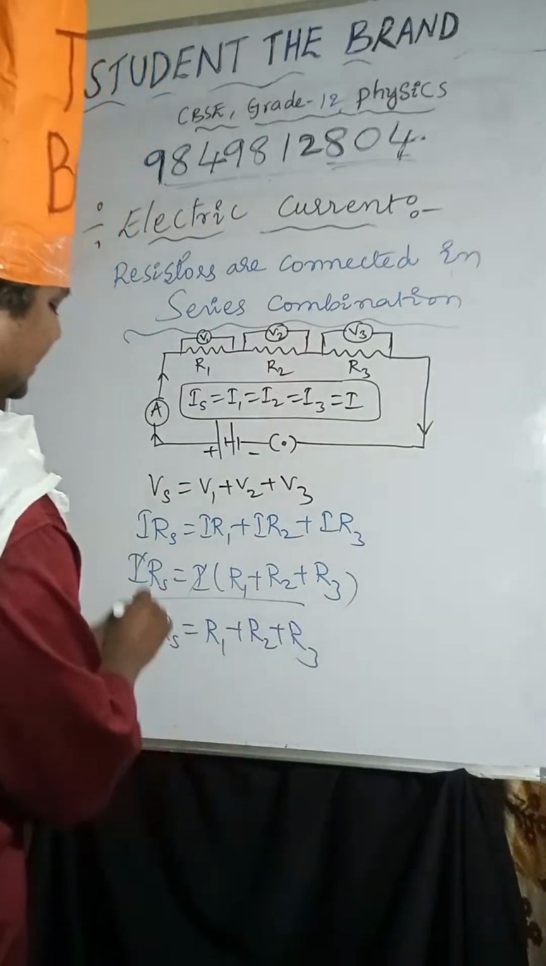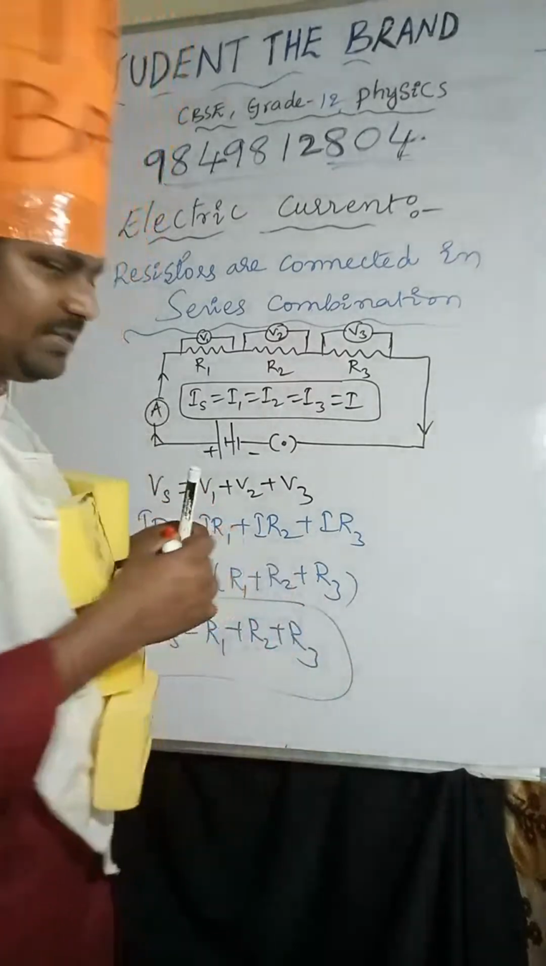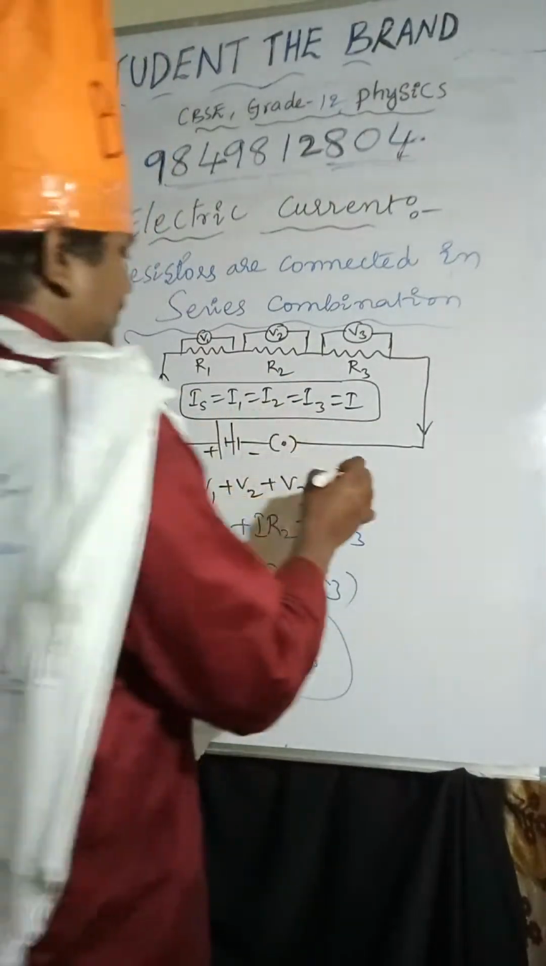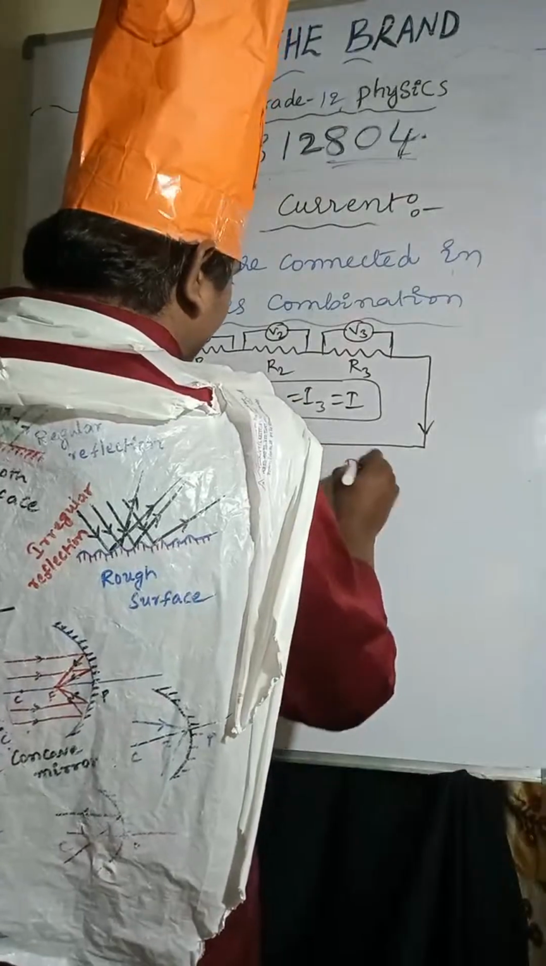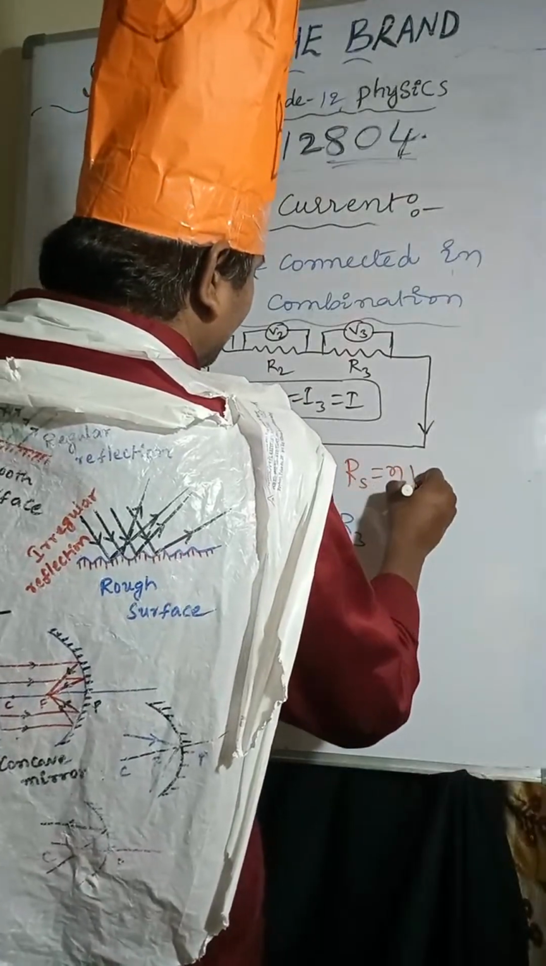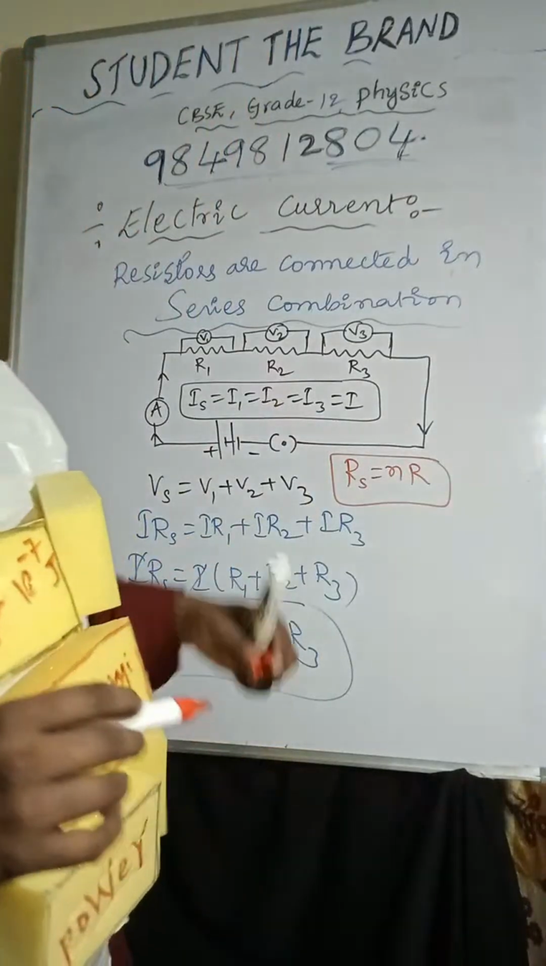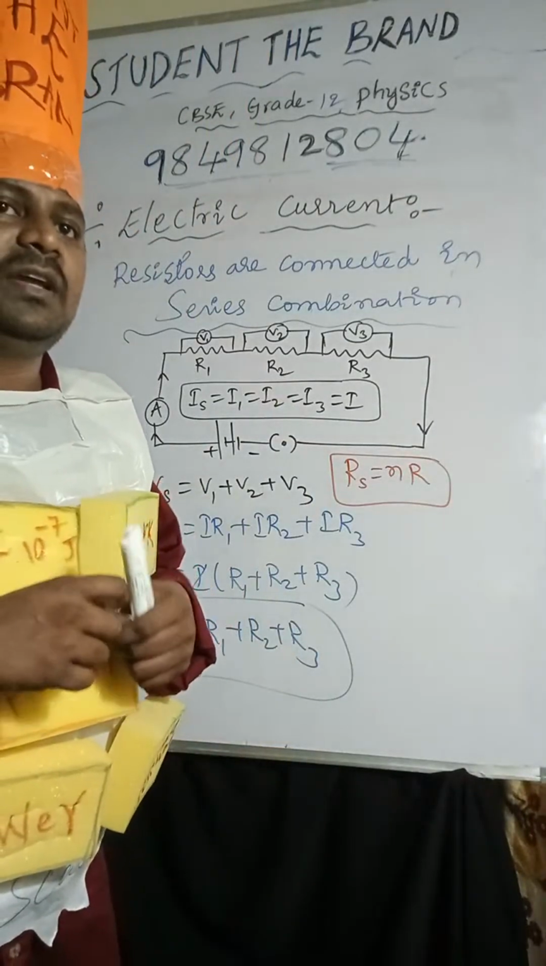So resistors are connected in series combination. If n number of resistors are connected in series combination, so Rs equal to nr.